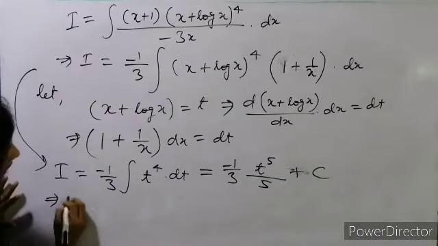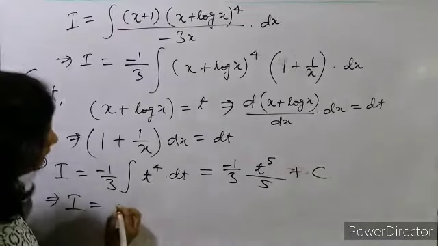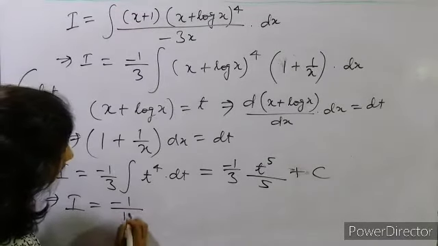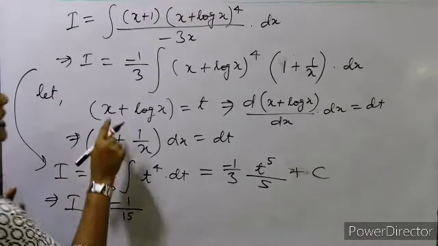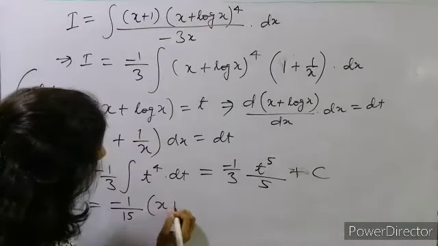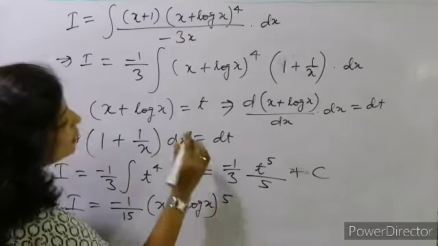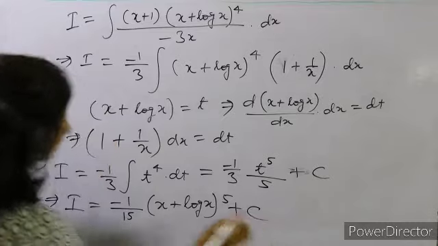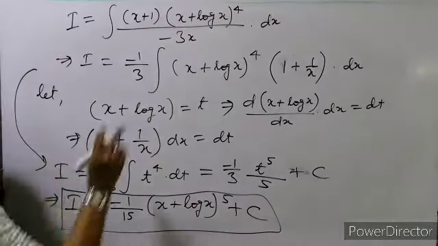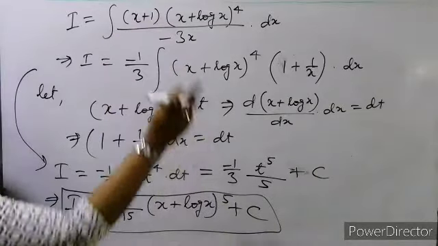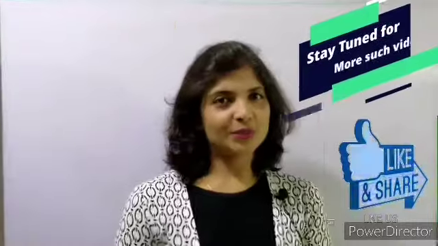So the value of I will be equal to minus 1 upon 15, we can write directly, t to the power 5. So t is x plus log x, to the power 5, plus c. So this will be the integral of this function with respect to x by using the substitution method.